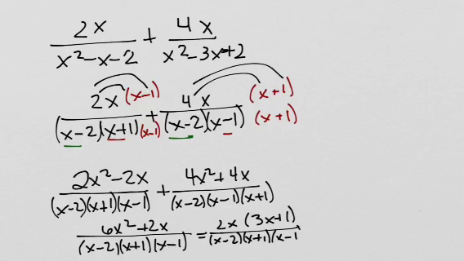The problem also is asking me to state any restrictions, and that means when I take a look at my denominator, what values of x will lead my fraction to be undefined. In this case, x cannot equal 2, -1, and 1.